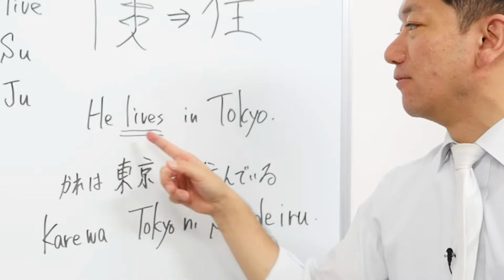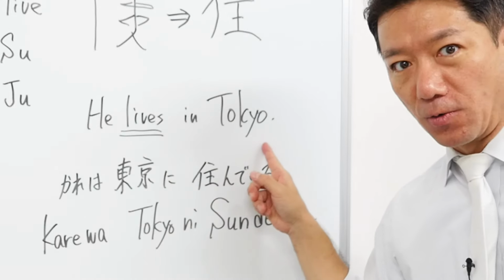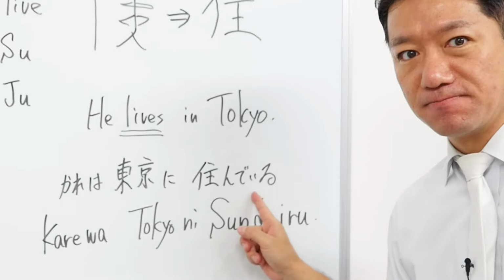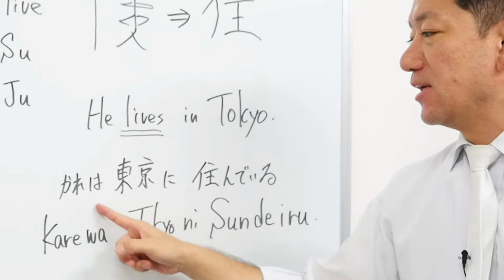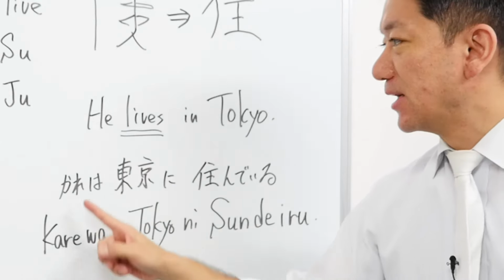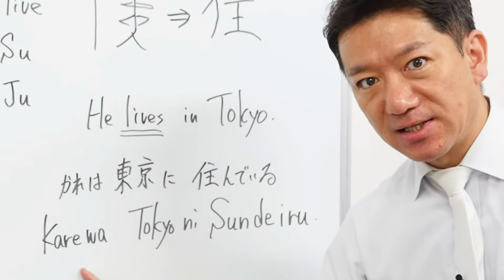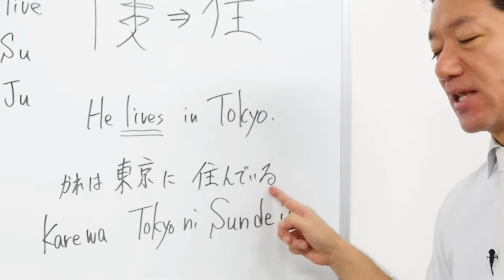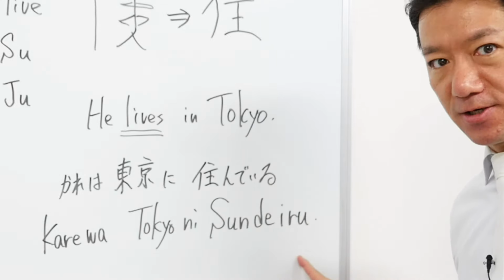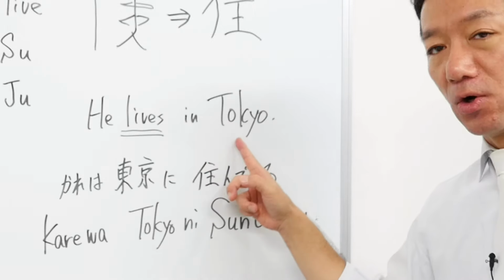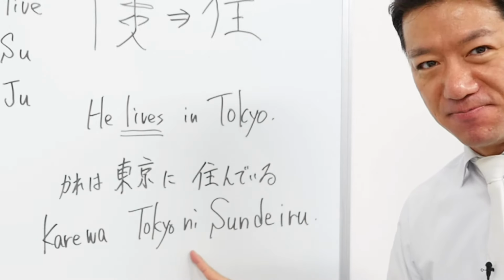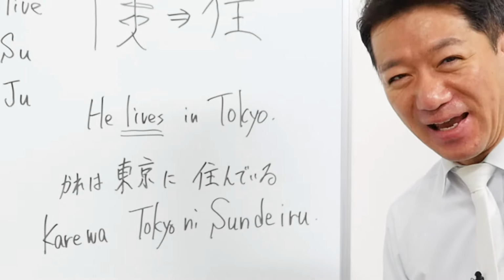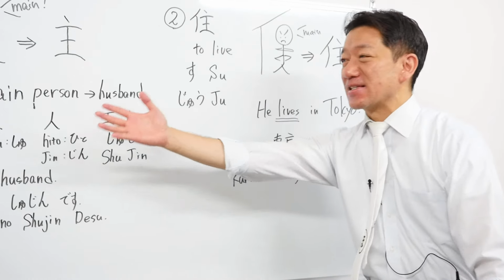Again, he lives in Tokyo. 彼は東京に住んでいる。He is 彼は. And lives, 住んでいる. And in Tokyo is 東京に. Okay, so let's review today's two kanjis.